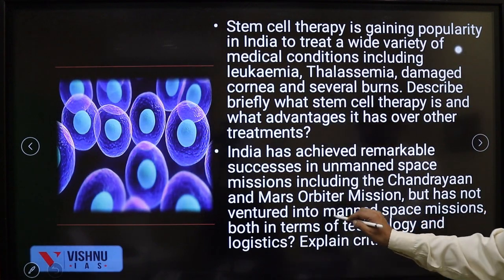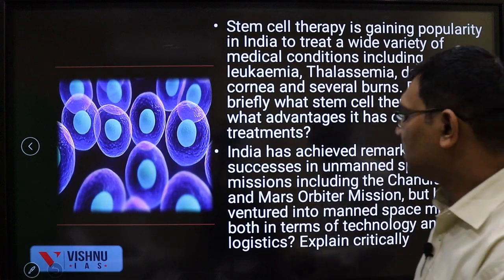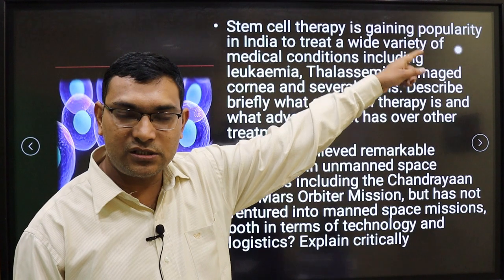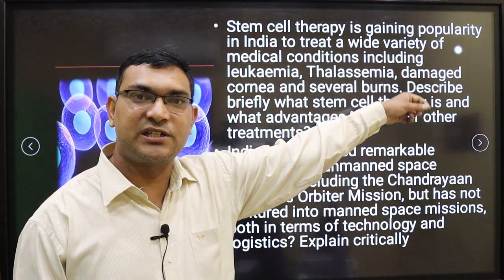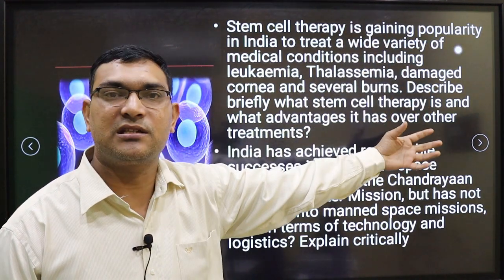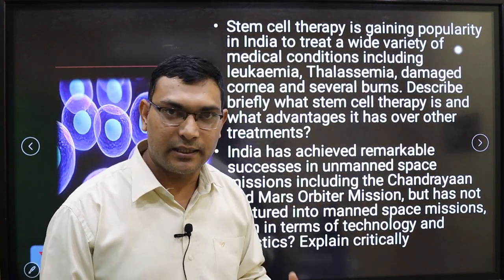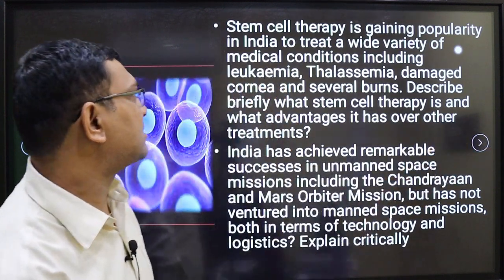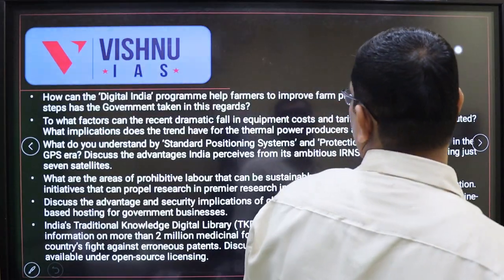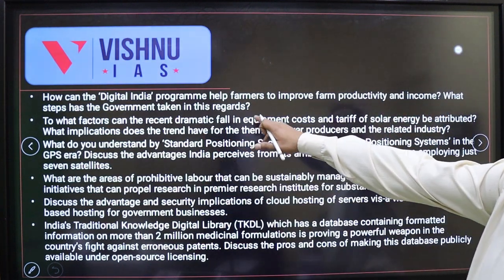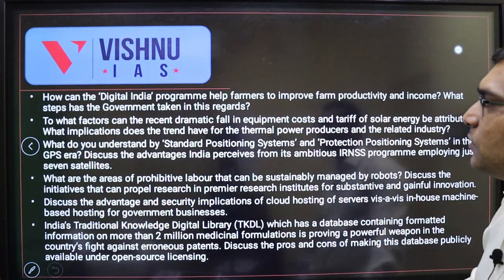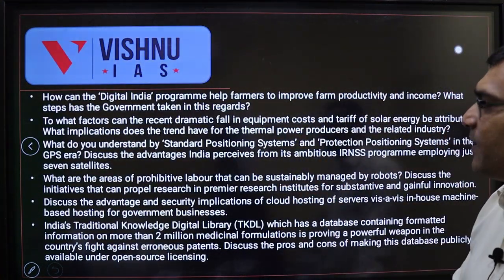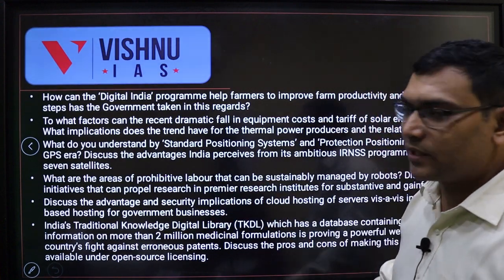But India has not ventured into manned space. So what are the constraints? We will be seeing Gaganyaan, which will be launched into low Earth orbit, taking our astronauts into space. So India is going to go for a manned mission. What are the problems there? That was asked. Then how the Digital India program helps the farmers. Or Digital India program also, GPS positioning they asked. So science and technology will relate with space. Then labor also they have asked.